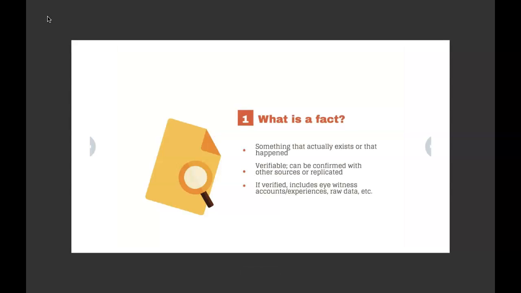What is a fact? Well, a fact is something that actually exists or that has happened. It can be verifiable, can be confirmed with other sources or replicated, and if it is verified, it includes eyewitness accounts, experiences, raw data, facts, statistics, and more. So understanding this, of course, can help you look at the news with more objectivity.